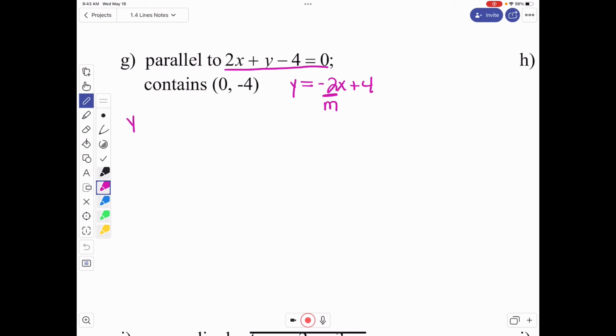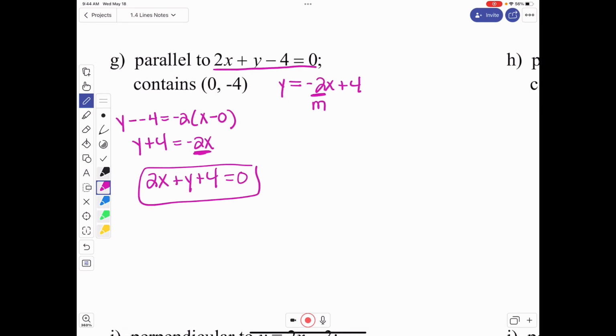So I have y minus negative 4 equals negative 2 times x minus 0. So that's going to be y plus 4 equals negative 2x. And, of course, negative 2 times 0 is 0. Well, I definitely want to move this to the left side this time because it is negative and I want it to be positive, which means the y and the 4 are going to stay positive.